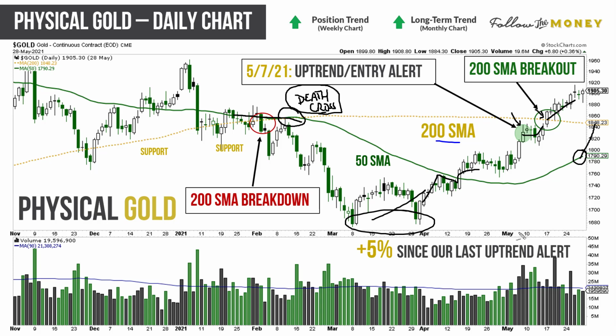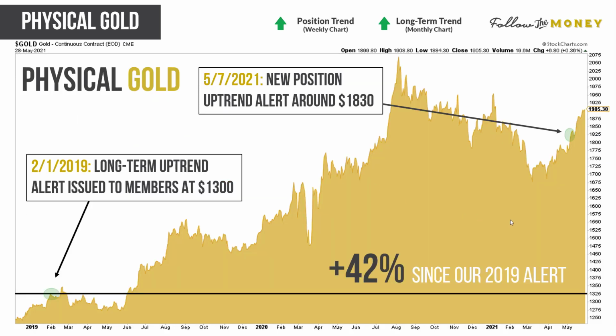It's often a late or a lagging indicator that things are improving. So hopefully that'll happen. We're up 5% since the May 7th uptrend alert on gold. That's not too bad, considering gold has been just kind of grinding sideways. As you can see, this goes back to November, and we're still trading below those November and December highs on gold.